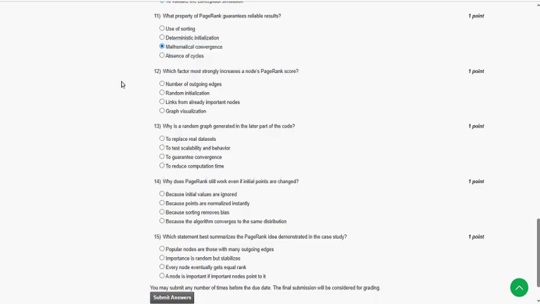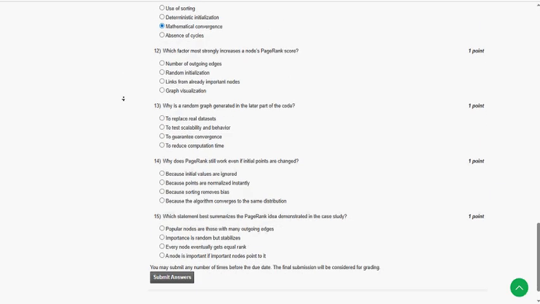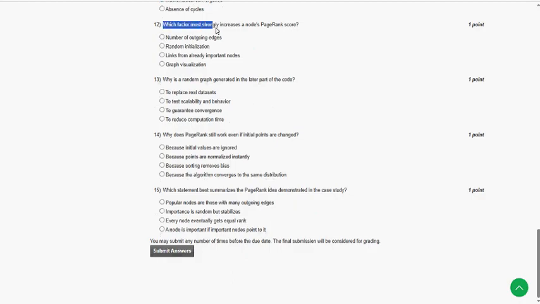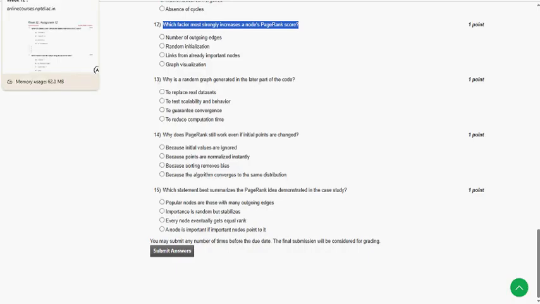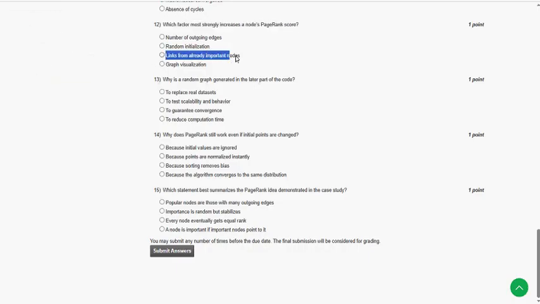Next, 12th question, which factor most strongly increases a node's page rank score? For the 12th question, the third option, links from already important nodes. Next, why is a random graph generated in the later part of the code? So for the 13th question, the second option, to test scalability and behavior.